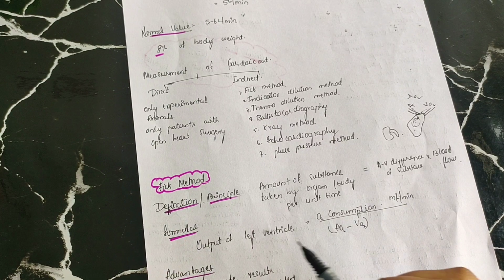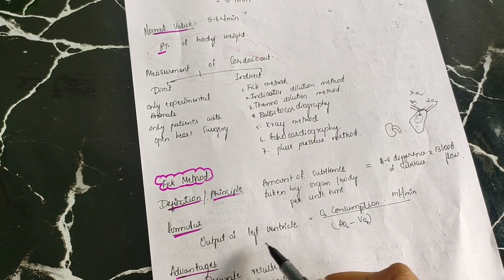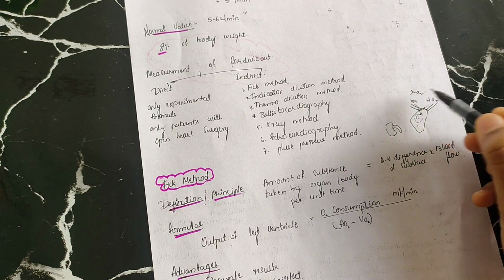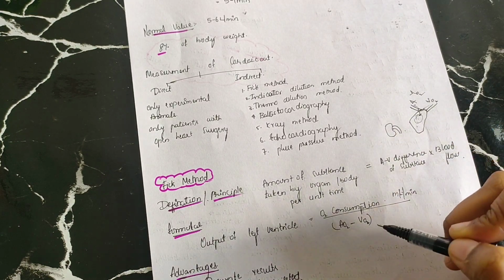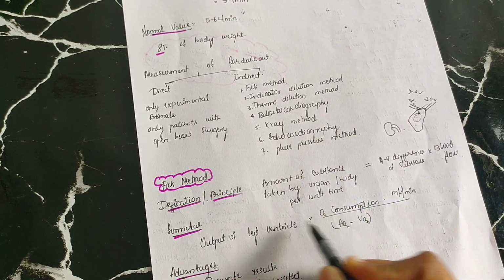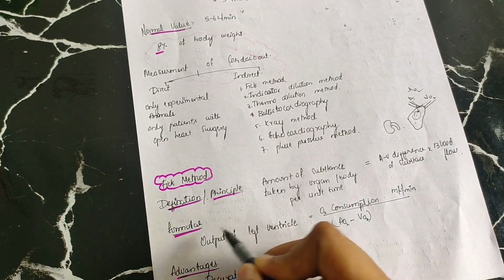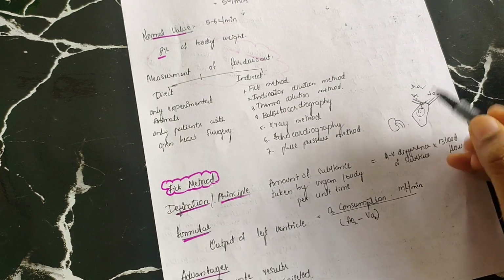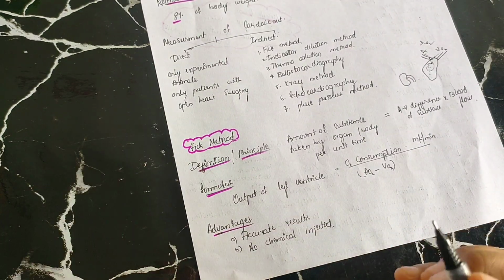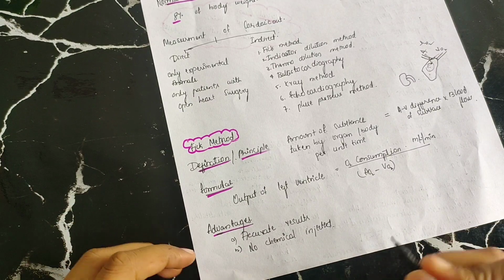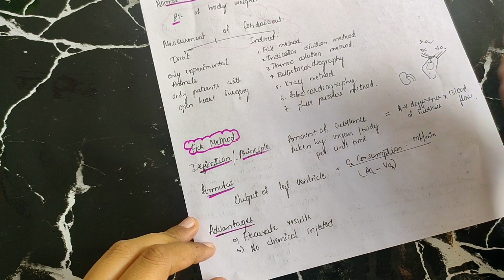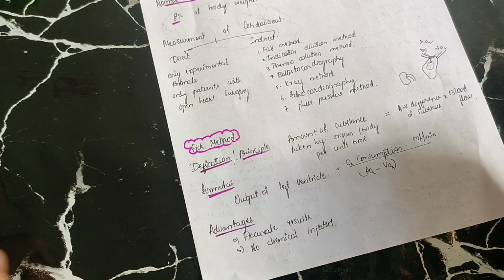So the formula for the output by each ventricle will be oxygen consumption divided by the AV difference of oxygen. The oxygen consumption will be equal to the AV difference times the blood flow, the outflow by each ventricle, if we cross multiply this. We get this formula. The advantages of this method are that it measures accurately, so we get the most accurate value, and no chemicals are injected, as only oxygen is carried, so we need not inject any chemicals.